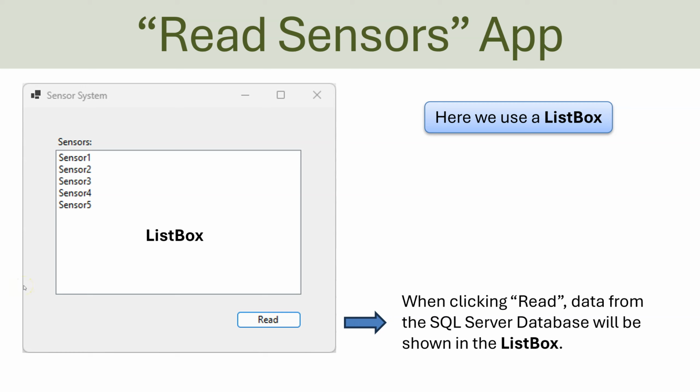So let's continue with some more examples. In the previous example, we were creating two text boxes and retrieving data from the database into these two text boxes. But now let's see how we can use a list box and then present all the sensors that are available in the database in a list like this.